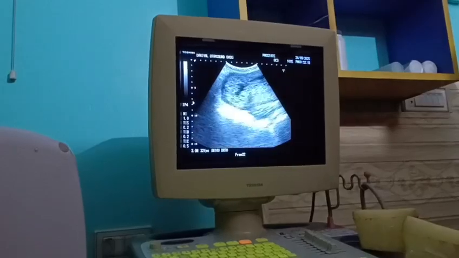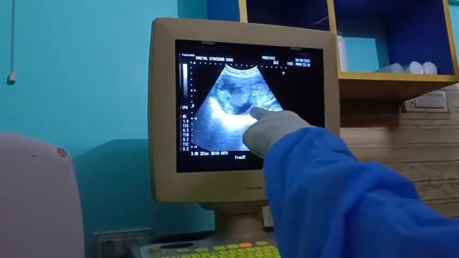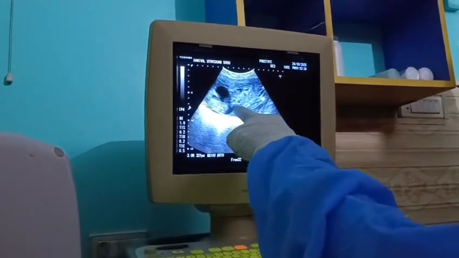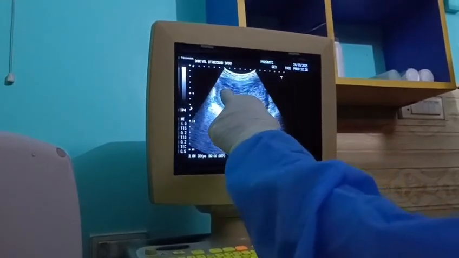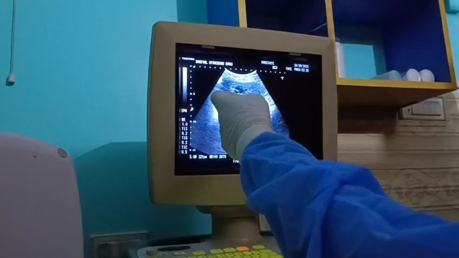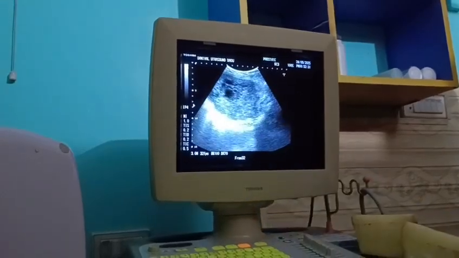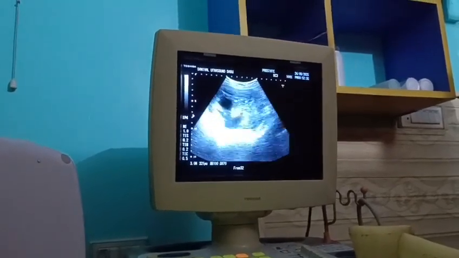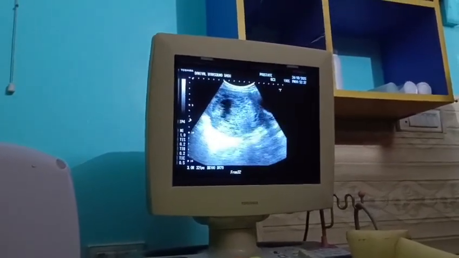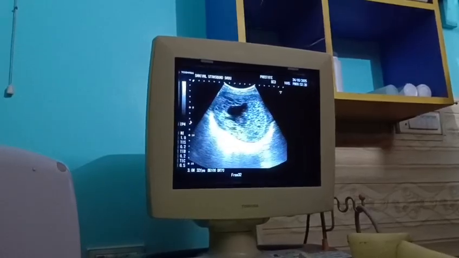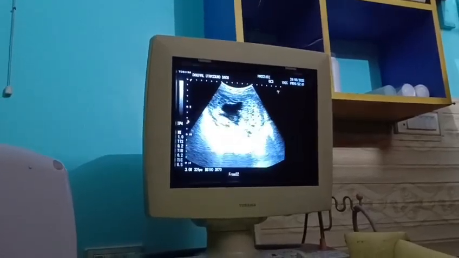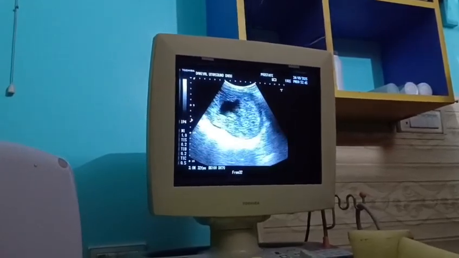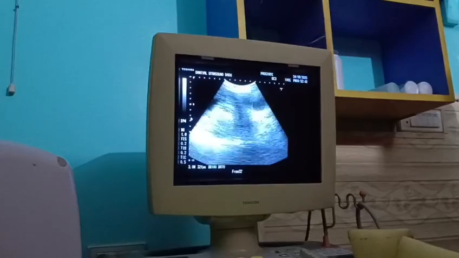So this is a partial mole showing a part of placenta. Here you see this is placenta. Below it there is amniotic fluid, and above the placenta there are molar changes. So this is a partial mole definitely, with no evidence of fetus. Here is the gestational sac, which is not showing any evidence of fetus.